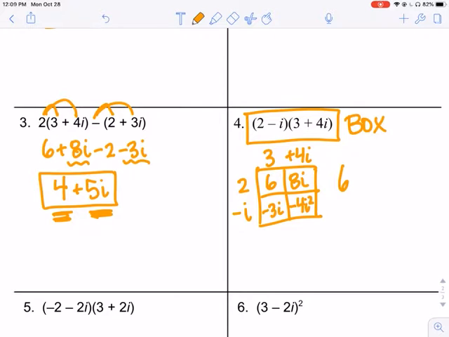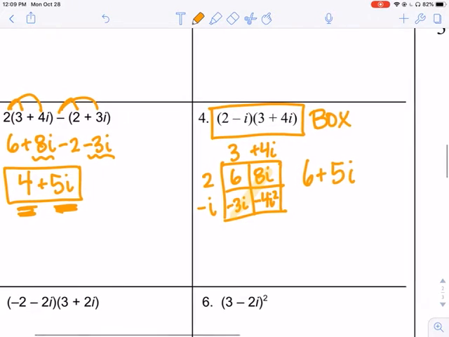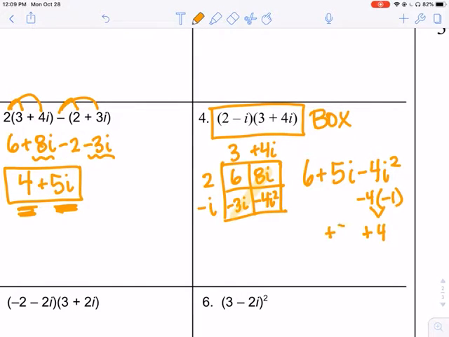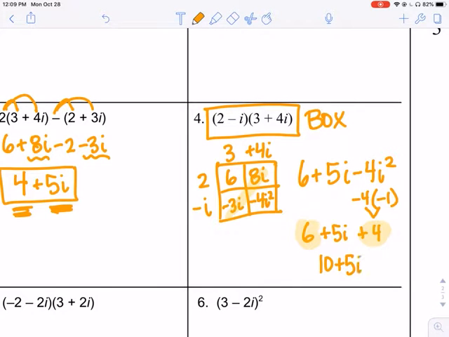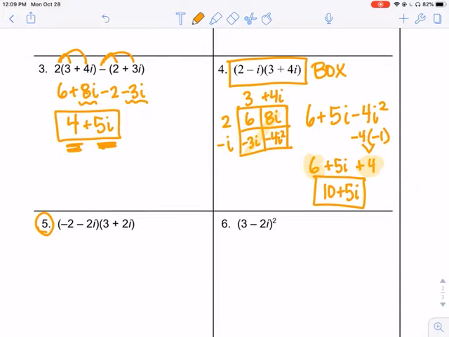So I have 6. I'm going to combine these ones here to give me positive 5i, and I have minus 4i squared. Remember that the definition of i squared is that it's equal to -1. So I'd have -4 times -1 here would make positive 4. Still have the positive 5i and the 6. So I'm going to add 6 and 4 to make 10 plus 5i would be my solution for these ones. Go ahead and take a moment to try number 5 with the box and number 6 with the box as well, and then we'll move into dividing.